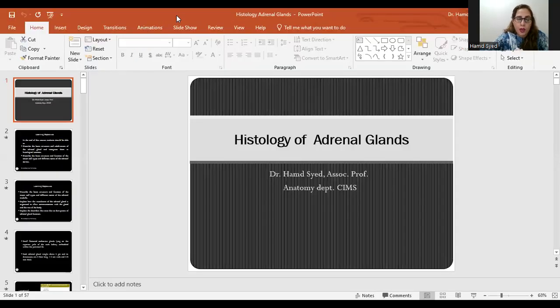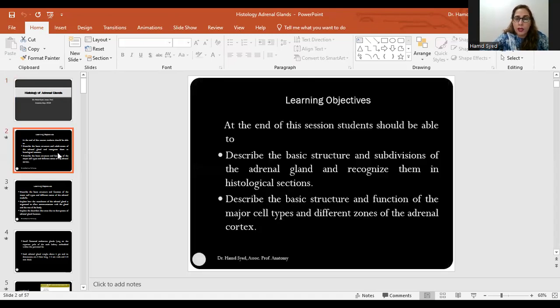I'm Dr. Hamd, and today we are going to be discussing the histology of the adrenal glands. So these are my lecture slides on this topic, and our learning objectives for today are that at the end of this session, the students should be able to describe the basic structure and subdivisions of the adrenal gland and recognize them in the histological sections.